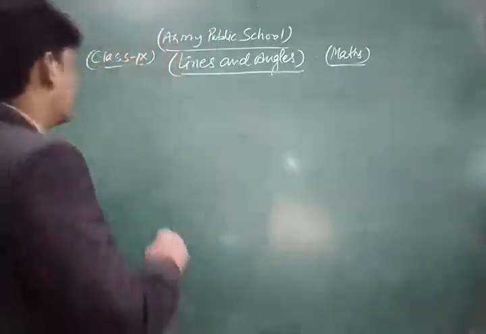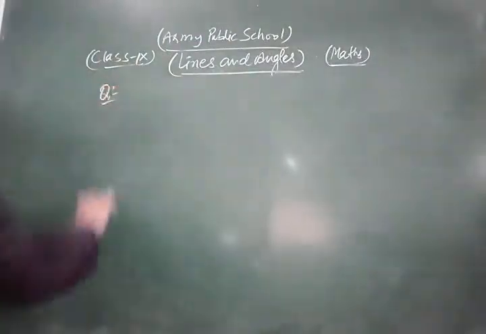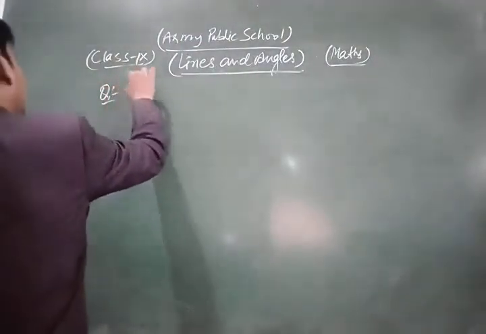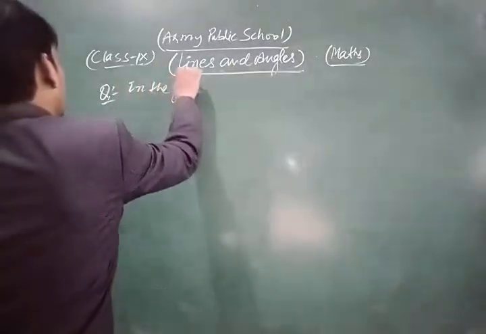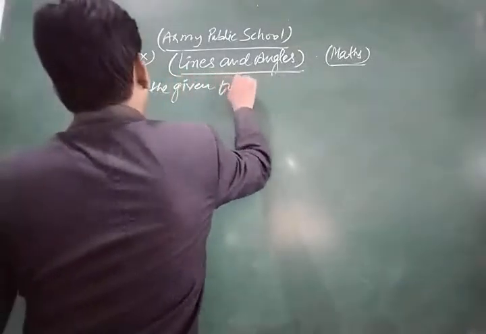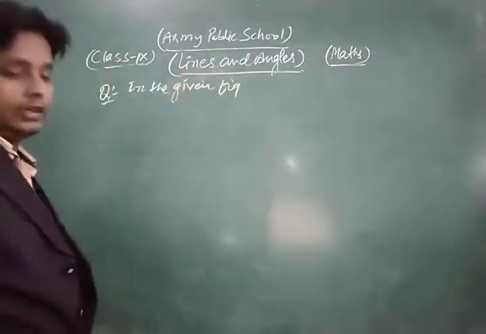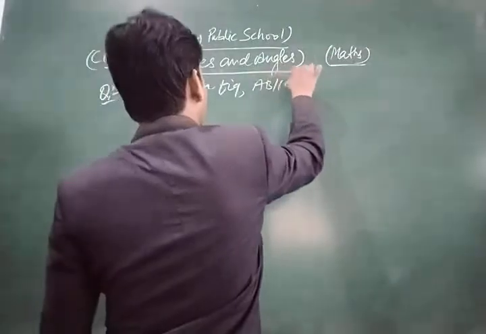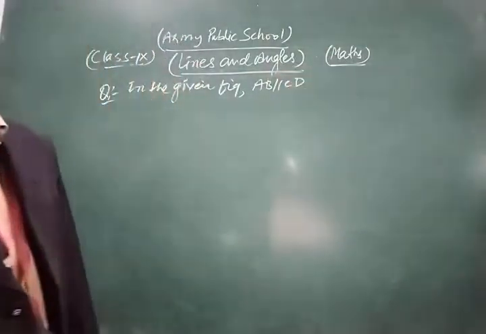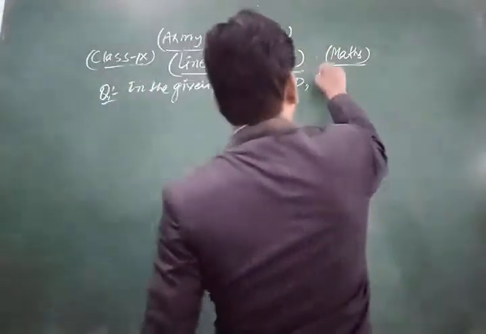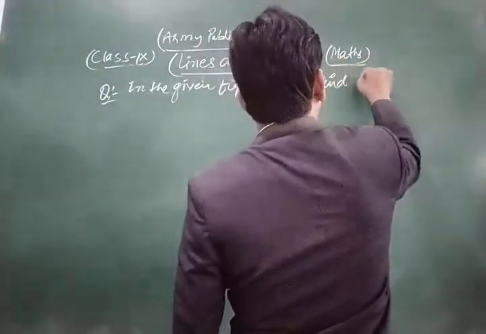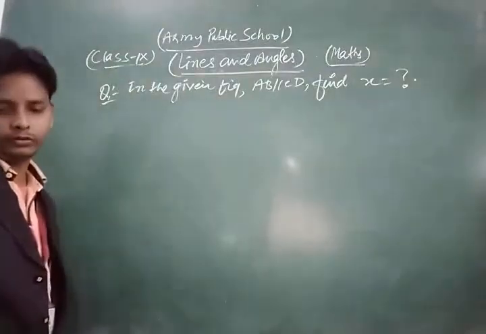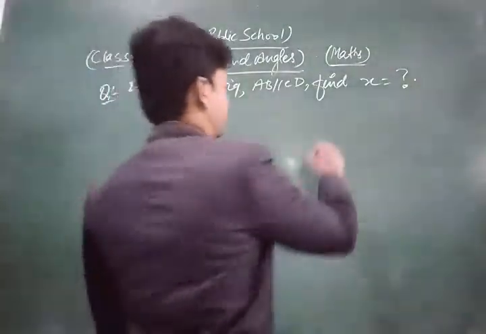Now we take a very important question of that chapter, and the question is, in the given figure, AB parallel to CD, find the value of x. And the figure is, AB parallel to CD, this is CD.